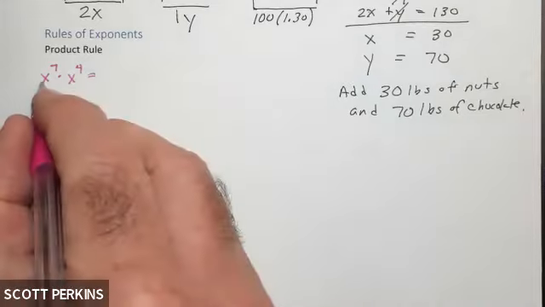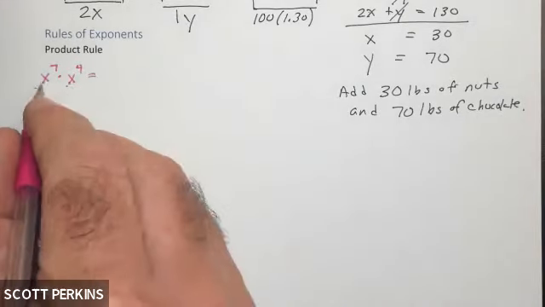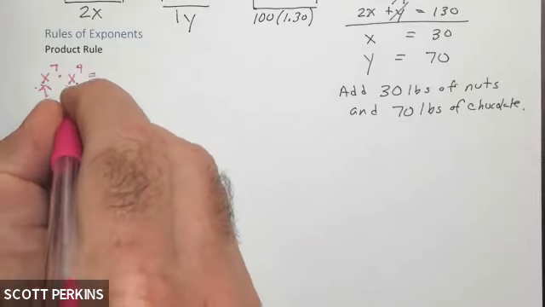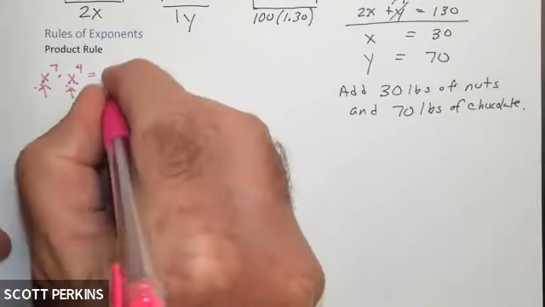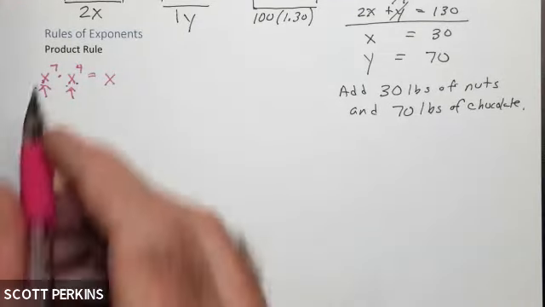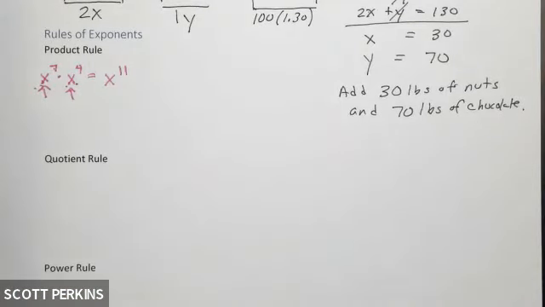In the product rule, when you're multiplying things with the same base, you add the exponents. So my base, notice this, okay? Again, this is a common mistake that even people familiar with these rules make. The base is going to stay the same, okay? So it's x here, it's going to stay x. And then to take care of the multiplication, I add the exponents. So 7 plus 4 is 11. So I have x to the 11th power.